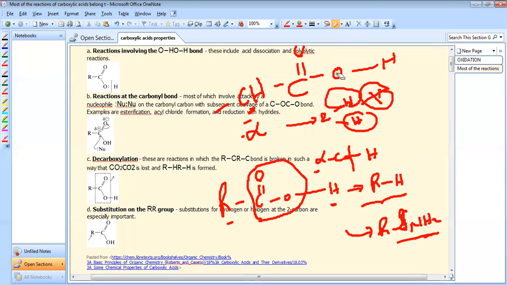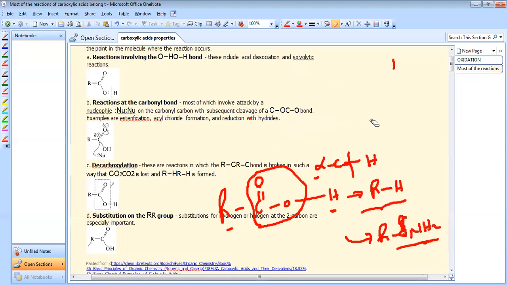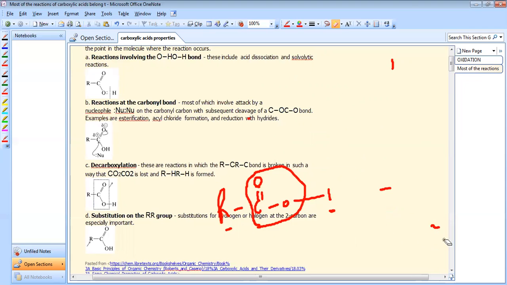Okay, so let's see one by one. So the first reactions are, what are those? Due to breakage of the OH bond.